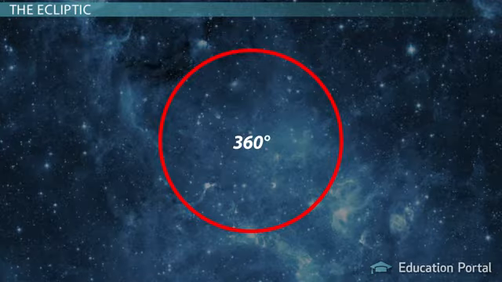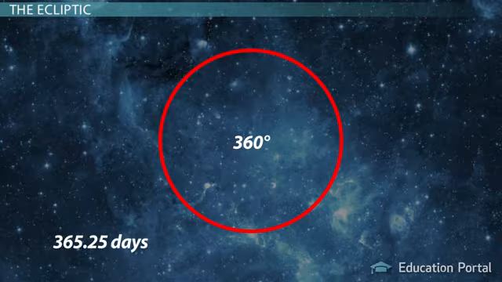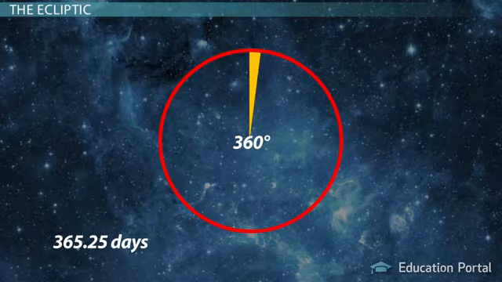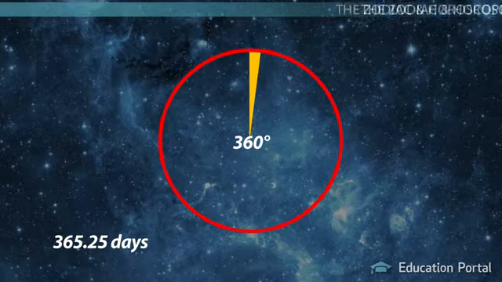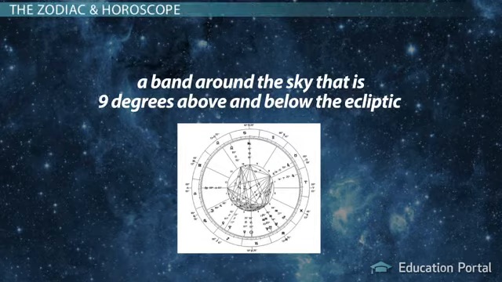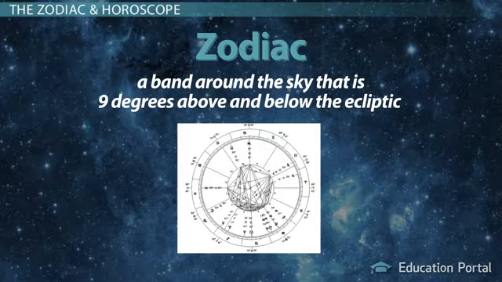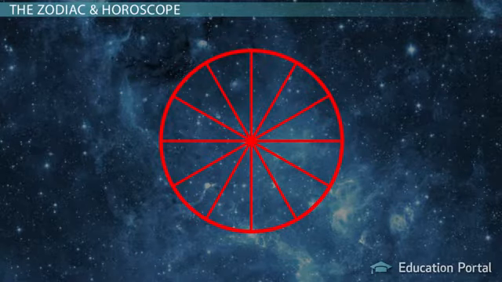Because a full circle is 360 degrees and there are 365.25 days in a year, it's easy to understand that the sun moves about 1 degree on the ecliptic every day. There is a band around the sky that is 9 degrees above and below the ecliptic, and it is called the zodiac. Ancient astrologers divided the zodiac into 30 degrees.